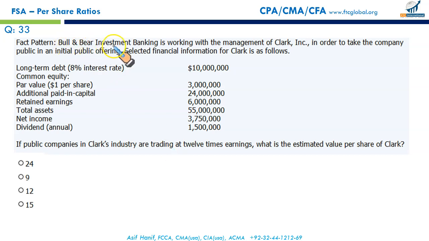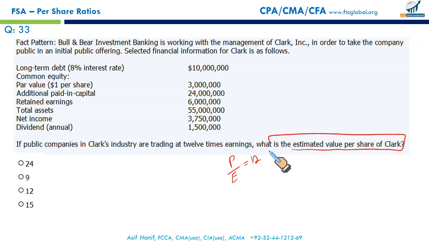Bull and Bear Investment Banking is working with the management of Clark Incorporated in order to take the company public in an initial public offering. Selected financial information for Clark is as follows. Long-term debt, common equity par, book value, additional paid in capital, retained earnings. Then we have total assets, net income, and the annual dividend. If public companies in Clark's industry are trading at 12 times earnings, meaning the overall price earnings ratio for the whole industry is 12, then what is the estimated value per share of Clark?